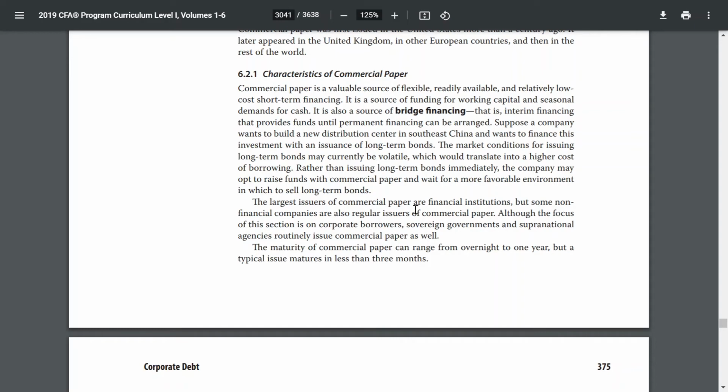Suppose a company wants to build a new distribution center in Southeast China and wants to finance this investment with an issuance of long-term bonds. The market conditions for issuing long-term bonds may currently be volatile, which will translate into higher costs of borrowing. Rather than issuing long-term bonds immediately, the company may opt to raise funds with commercial paper and wait for more favorable environments in which to sell long-term bonds.